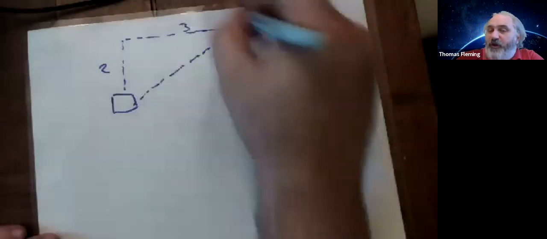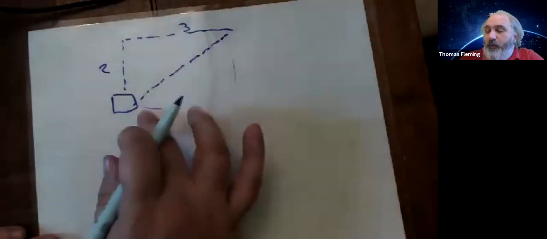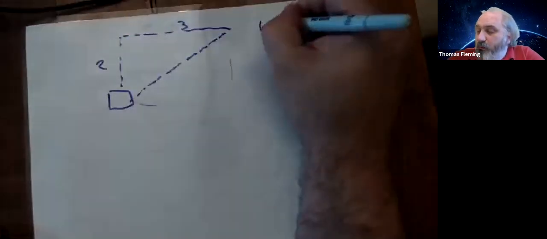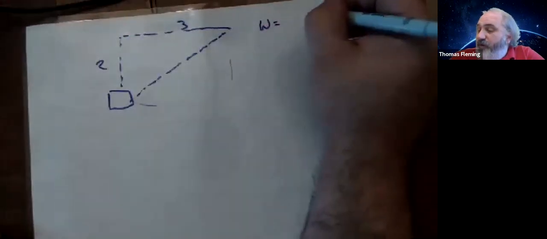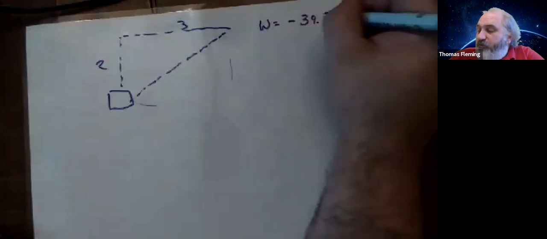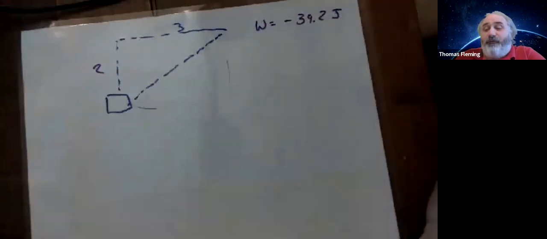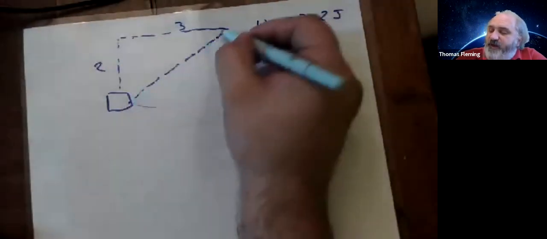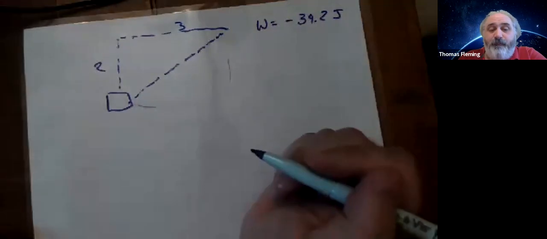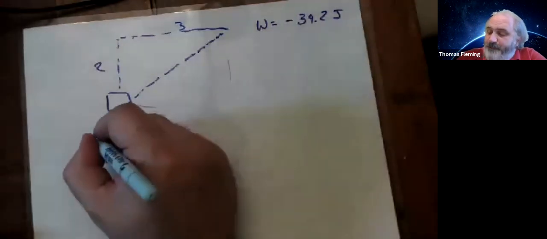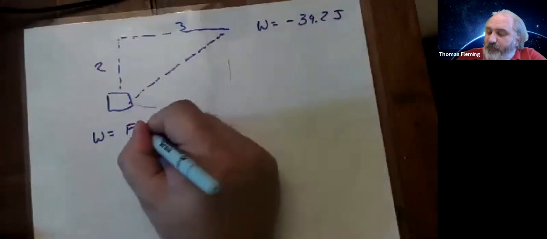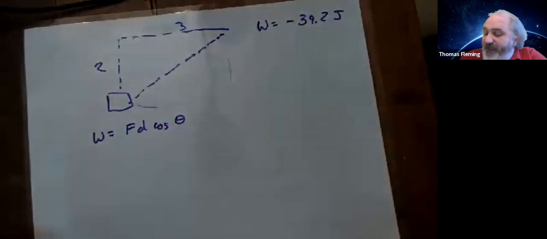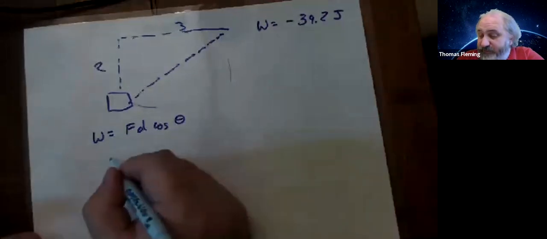How much work got done over this whole path? Well, 2 out of 3 of these legs, we already know. From here to here, the work we already calculated was -39.2 joules. That's not going to be any different. From here to here, the work was 0. So how much work got done here, we'll have to figure out. To do that, remember, it's going to be F times D times the cosine of theta. And F is M times G, which is still 19.6.